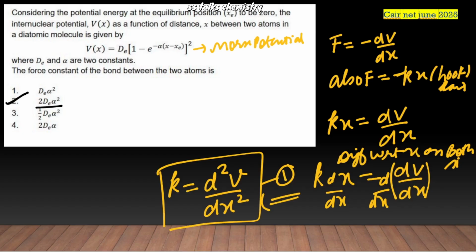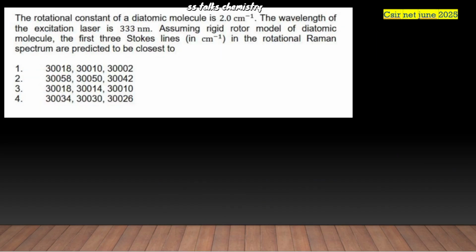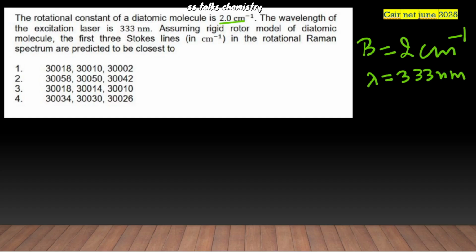Now the next question you have: the rotational constant of a diatomic molecule is 2 cm inverse. That means the B value is 2 cm inverse. The wavelength for the excitation of the laser, so the lambda value is given, which is 333 nanometers. Now the wave number, which has units of centimeter inverse, is 1 by lambda.